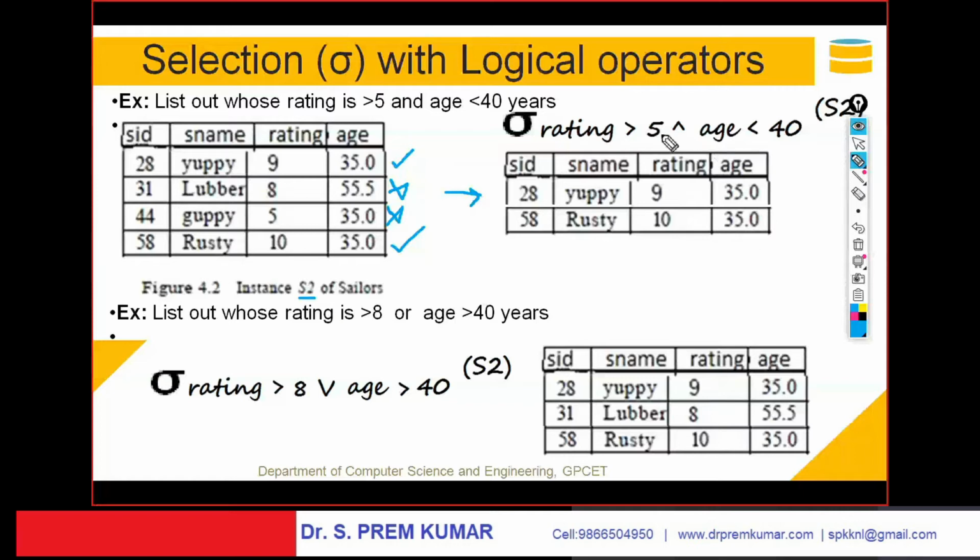So I'm using multiple attributes. I'm using relational operators greater than and less than, and the logical operator AND. Rating is an attribute and age is an attribute. On multiple attributes, I'm checking the conditions, and accordingly I'm getting the output.